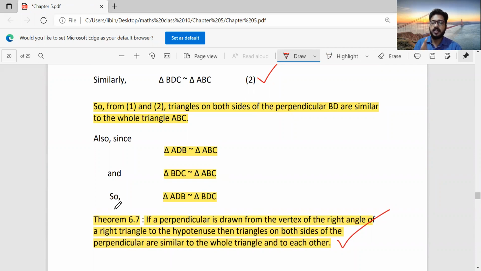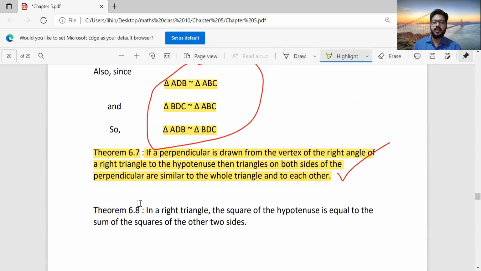So keep this theorem 6.7 in mind, especially for exams when you are asked to state and prove the Pythagoras theorem. You can write "by theorem". Don't write "by using theorem 6.7". Instead, you should state that theorem: if a perpendicular is drawn from the vertex of the right angle of a right triangle to the hypotenuse, then the two triangles formed on both sides of the perpendicular are similar to the whole triangle as well as similar to each other. See this condition.